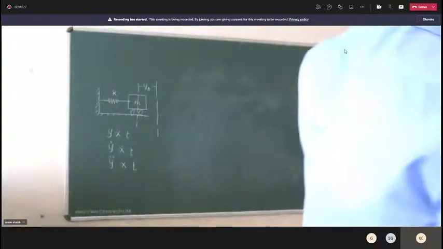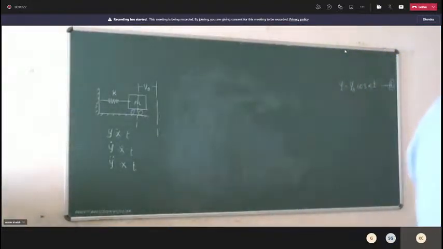So now I got the equation for y. Can I plot the graph? That is what is expected. Plot the graph of displacement versus time. Let's plot.